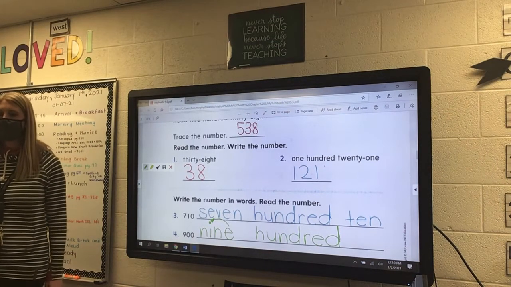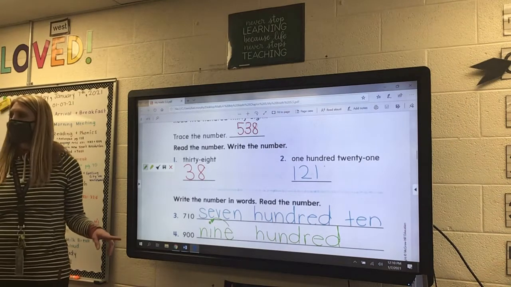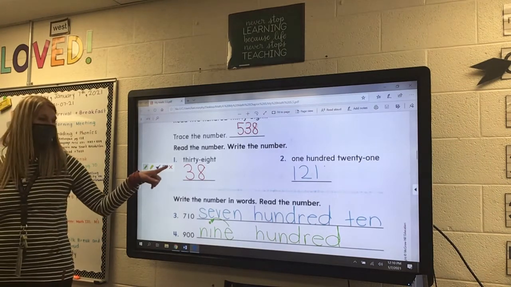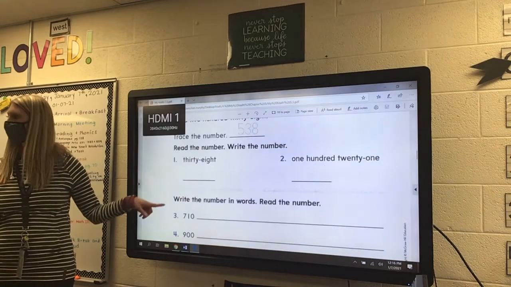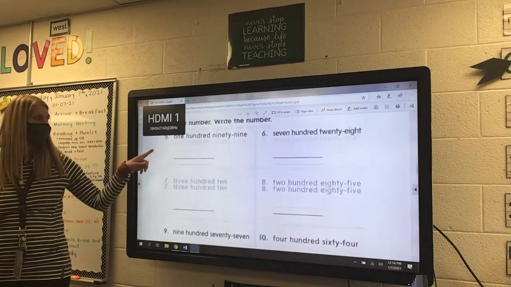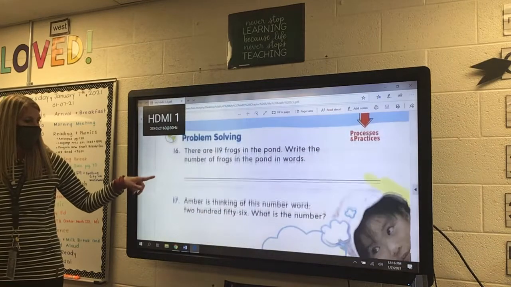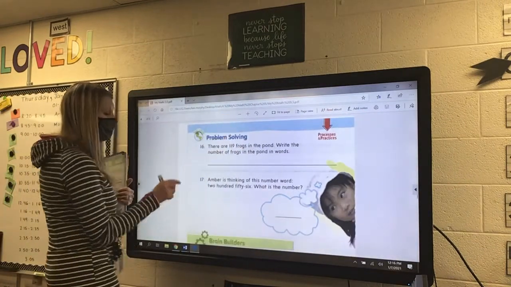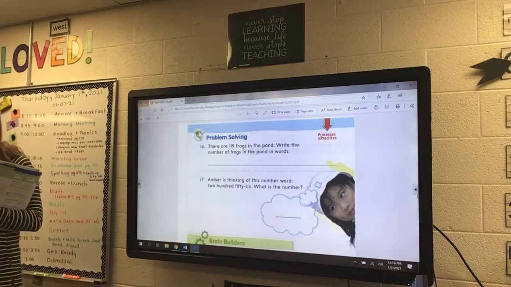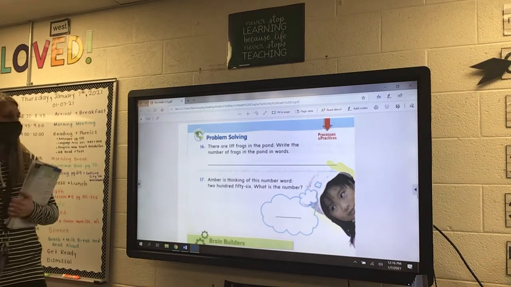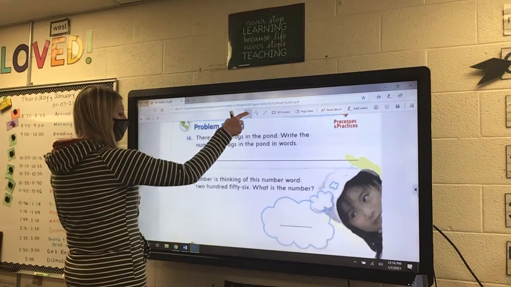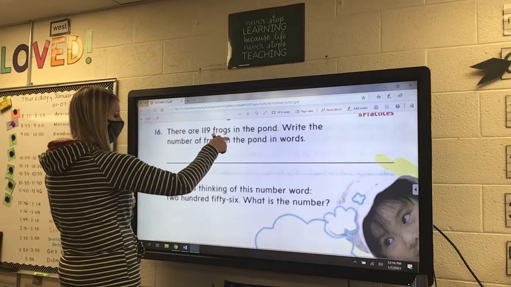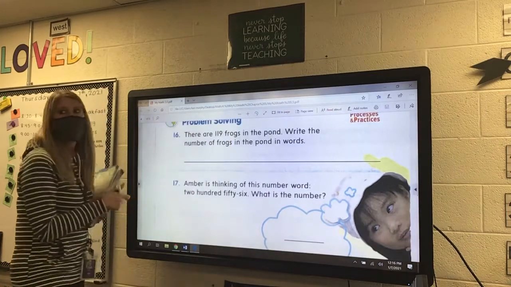Yes, you can cross off the brain builders. Can I do it in blue? Just cross it off nicely. Okay, nicely cross off the brain builders. And we're going to do the problem solving at the top.